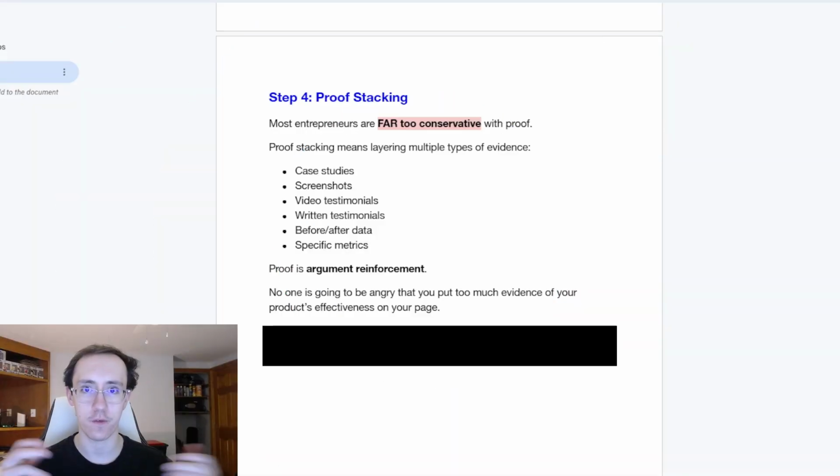Okay, now we can talk about proof stacking. So most entrepreneurs are way too conservative with proving that their offer actually works on the page. So proof stacking just means layering different types of evidence. So case studies, screenshots, video testimonials, written testimonials, before and after data, specific metrics related to the case studies. All proof is just reinforcement of the argument. And selling something is just making an argument, right? So no customer that you will ever have is going to be angry that you put too much evidence that your product works on the website. In fact, they're probably going to thank you and they're going to trust you more before they even go to buy, right?